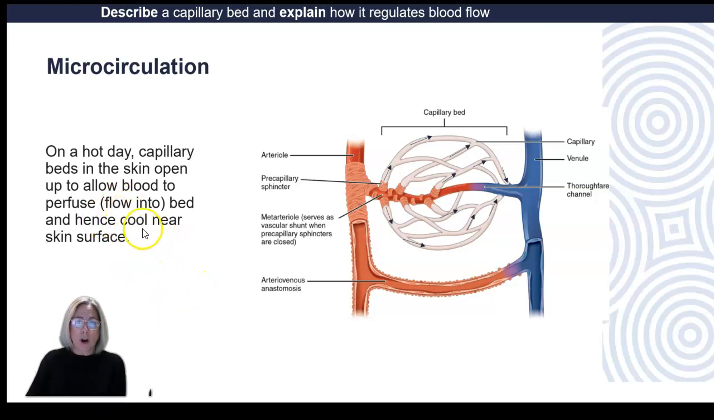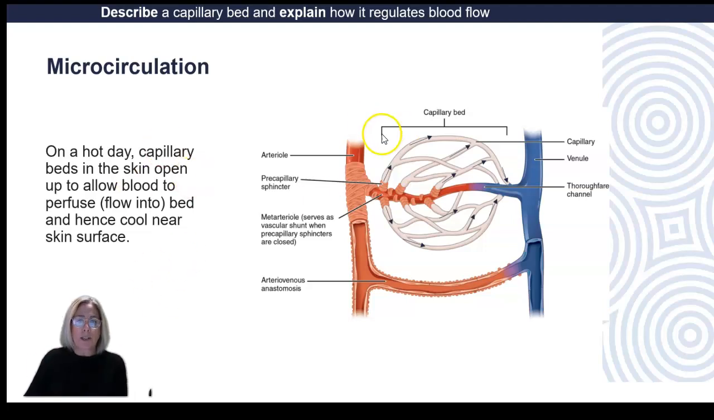It's what happens on a hot day, right? So we're talking about the microcirculation here, and the microcirculation involves the arterioles, the capillary bed, and these small vessels here on the venous side called the venules, which I'll get to in a few slides' time. So on a hot day, and in particular if you're exercising on a hot day, our core temperature starts to increase. Now the body needs to get rid of that excess heat to maintain homeostasis.